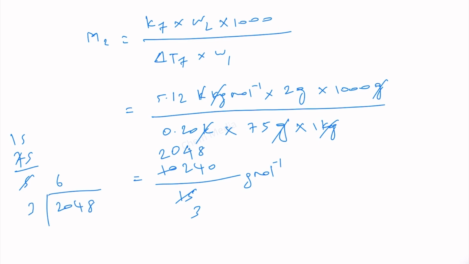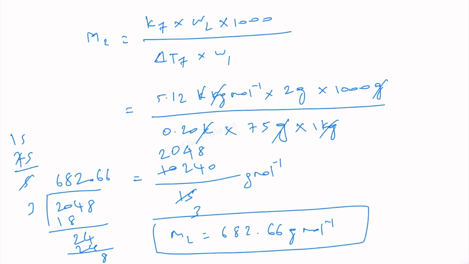That will be 6 times 3 is 18, remaining 2, and then bring down the 4, so 8 times 3 is 24, so that will become exactly 0, but we still have an 8, and therefore 2 times 3 is 6, remaining 2, so raise it to the decimal, and that will keep going as 66. So the molar mass is equal to 682.66 gram per mole. That's the correct answer here.